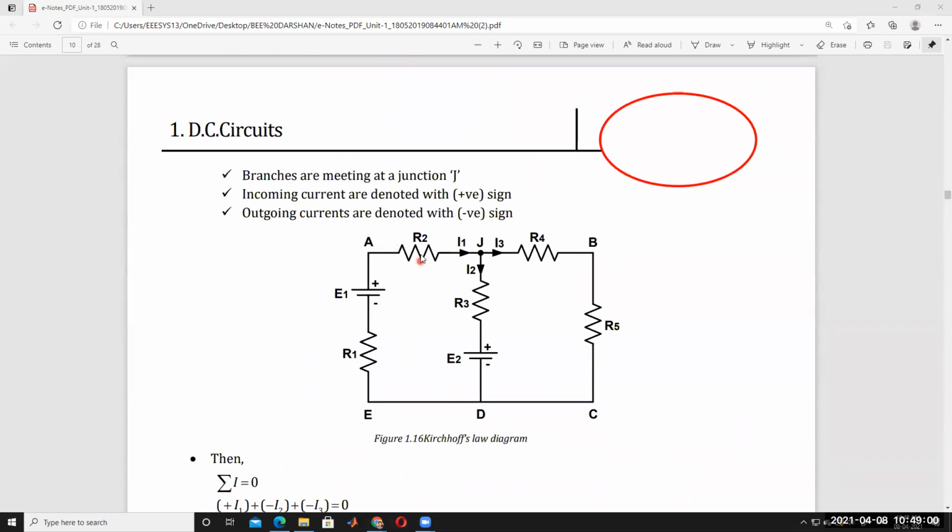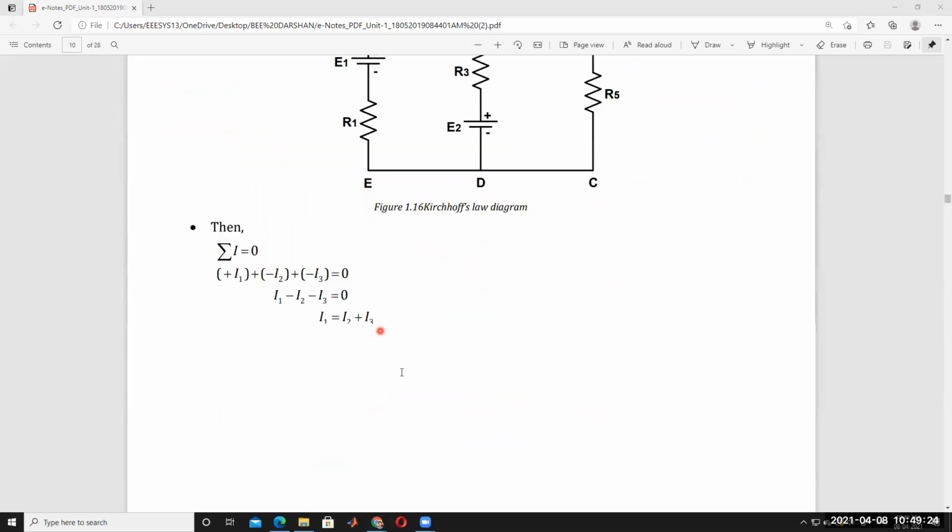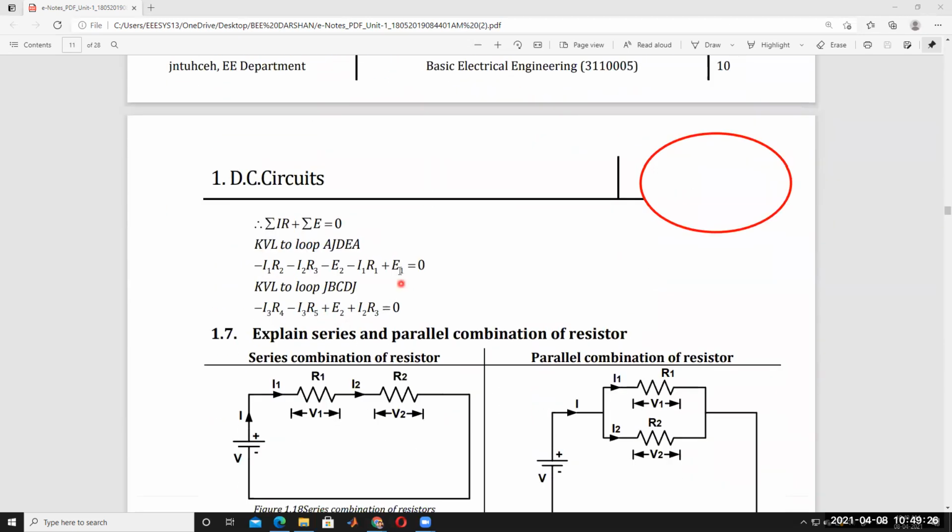In this loop, the elements are R2, R3, E2, and R1, E1. These are the different types of elements. Here the current enters; this is called the loop current, and the branch currents are the same. That's minus I1 into R2, minus I2 into R3, minus E2, and then minus I1 into R1 plus E1 is equal to 0. So this is called the sum of the voltage drops in a closed loop is equal to 0. The algebraic sum of all voltage drops is 0. That is KVL for one loop.